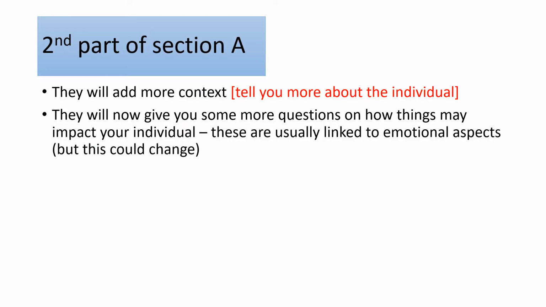We now move on to the second part of the exam paper. They will add more context now, so they'll tell you a little bit more about the individual, give you a little bit more depth about them. Again, anything positive, green, negative, red. You need to keep the highlighter theme going throughout the paper. They will give you some more questions on how things may impact your individual. They usually link to emotional aspects, but again, this could change. So read the question. What are they asking about?